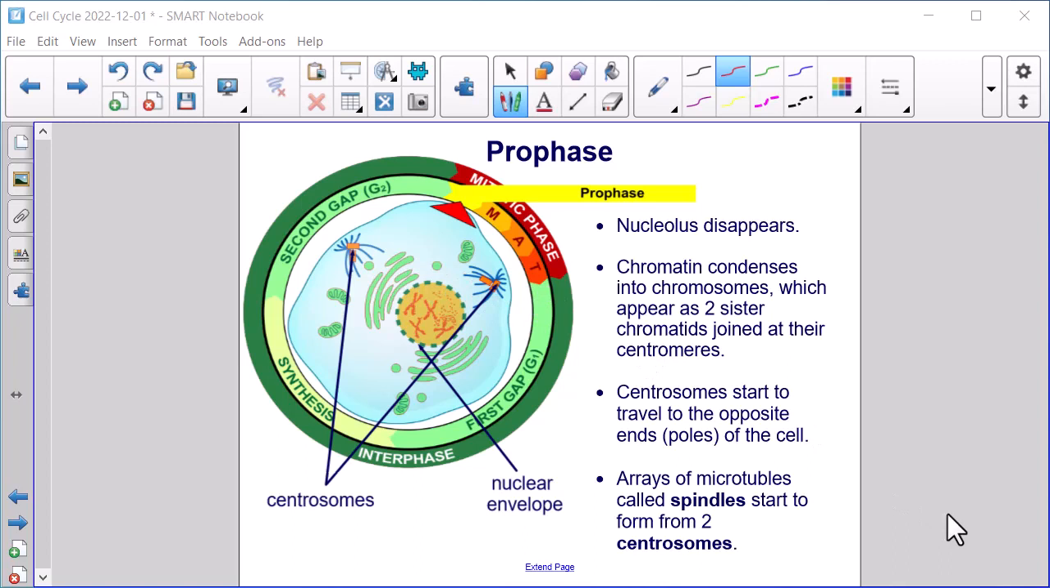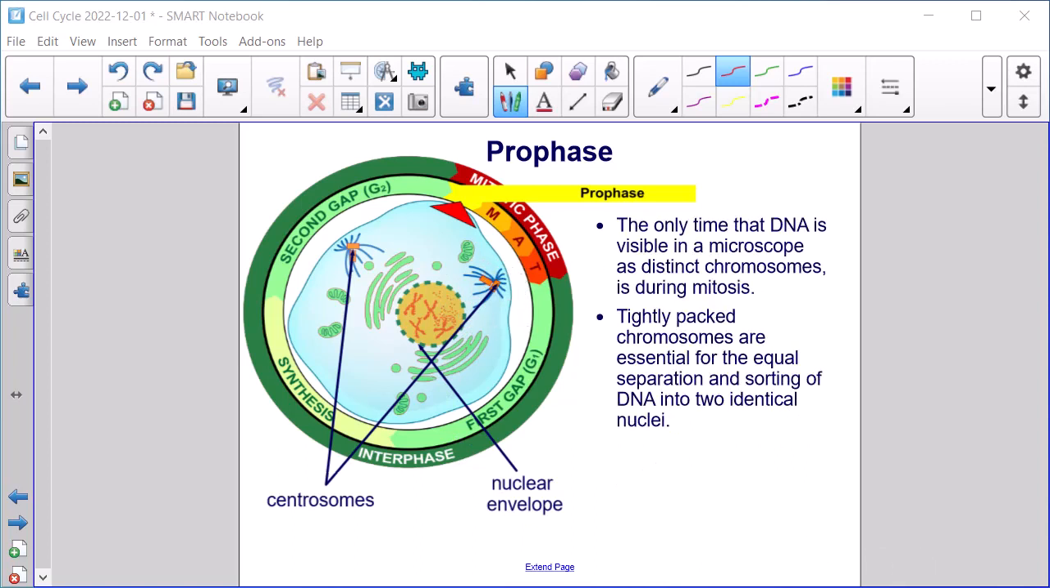Arrays of microtubules called spindles start to form from two centrosomes. You can see the blue spindles starting to form. The only time that DNA is visible in a microscope as distinct chromosomes is during mitosis. Tightly packed chromosomes are essential for the equal separation and sorting of DNA into two identical nuclei. So you can see those X-shaped distinct chromosomes.